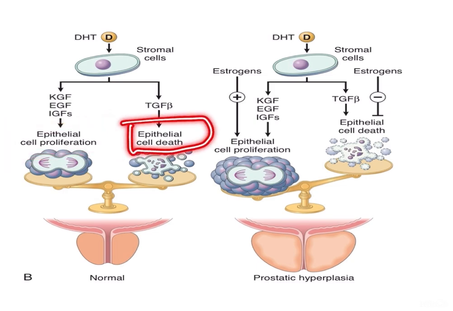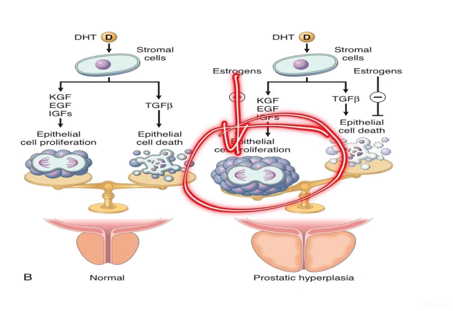But what happens in BPH is the estrogen will act on the epithelial cells and it will stimulate the epithelial cell proliferation and inhibit the epithelial cell death. So in this way, this estrogen is responsible for tipping the balance towards epithelial cell proliferation, leading to prostate hyperplasia.